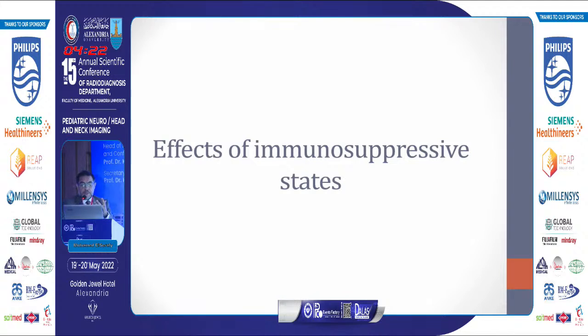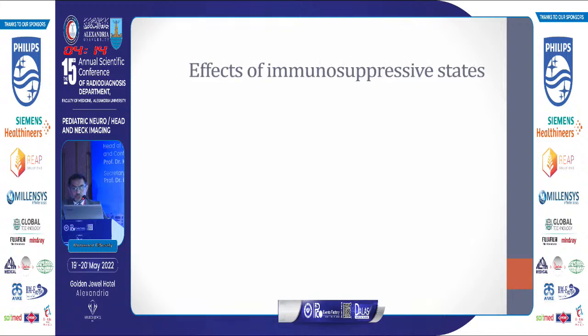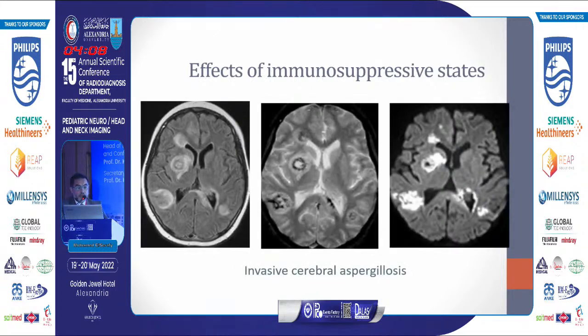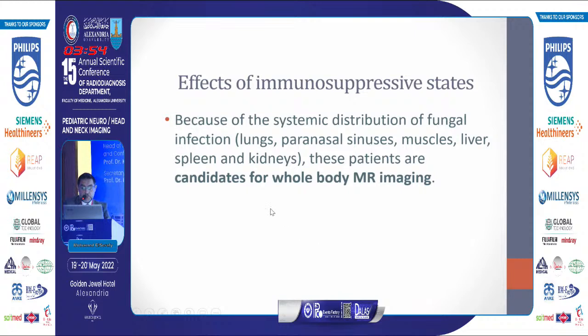Next, the effect of immunosuppressive states that can result from the disease itself or the chemotherapeutic agent. Many infections can occur in this immunosuppressive state, like fungal abscesses, as in this case, which showed a ring-enhancing lesion with central diffusion restriction. This is a case of invasive cerebral aspergillosis. Due to the distribution of fungal infection affecting lungs, paranasal sinuses, muscles, and liver, these patients are candidates for whole body diffusion MRI.